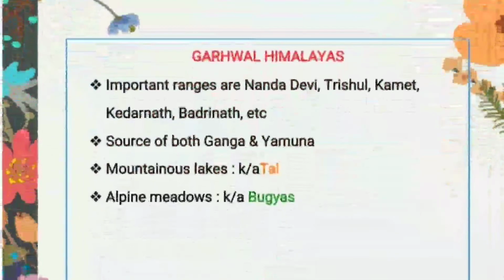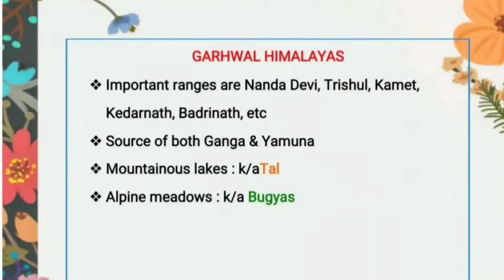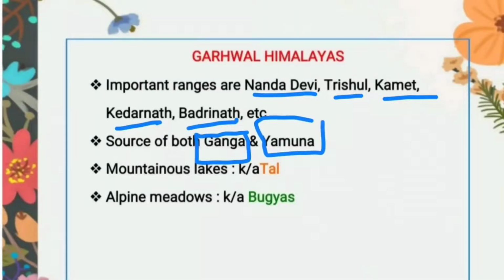Moving forward, the important ranges of the Garhwal Himalayas are the Nanda Devi, Trishul, Kamet, Kedarnath, Badrinath. They are the very important ranges of the Garhwal Himalayas. Garhwal Himalayas are the source of both the rivers Ganga and the Yamuna. The mountainous lakes are also found in these Garhwal Himalayas, where they are known by the name of Tal.